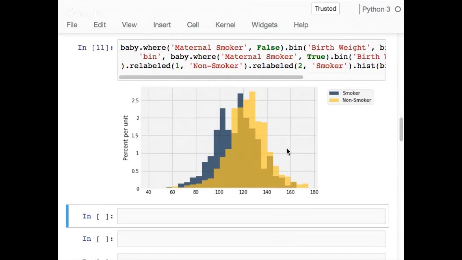Talk it over with your partner. Just looking at this histogram, do you feel like there will be a significant difference in the mean baby weights if we run a hypothesis test? Go ahead, just take a guess.